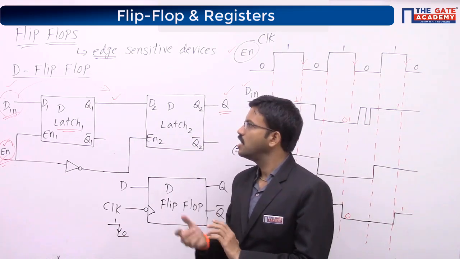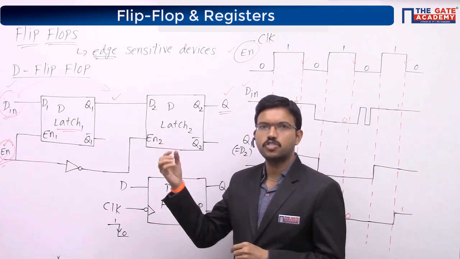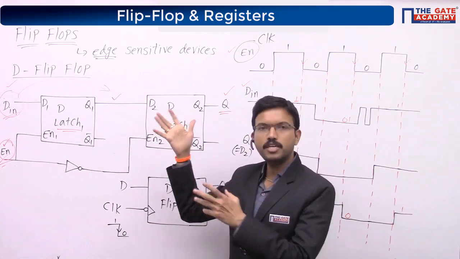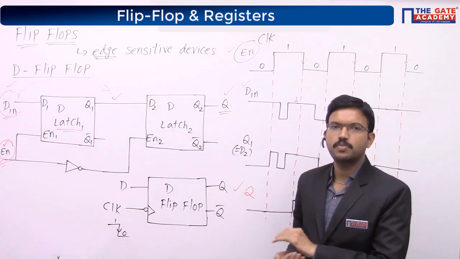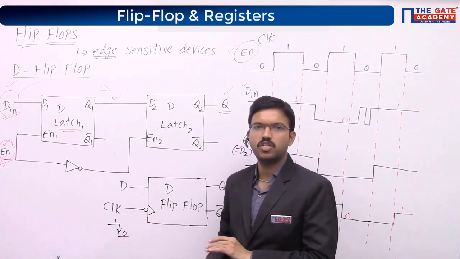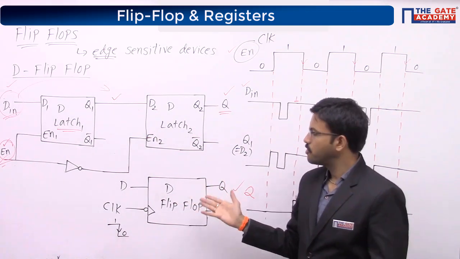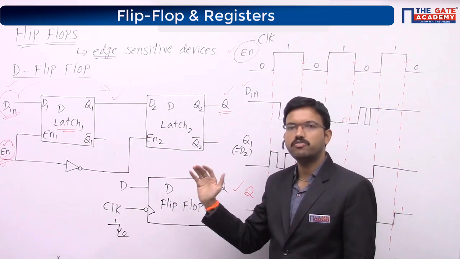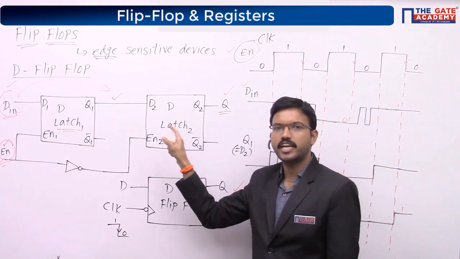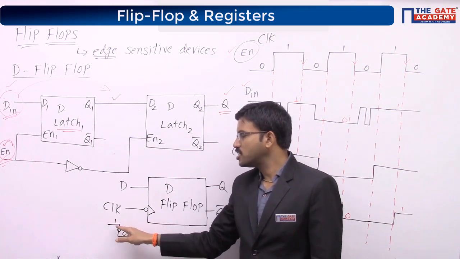Only difference is latches are operating level sensitive. That means only when enable equals 1 or enable equals 0, based upon your inputs, your output is responding. Other times, whatever earlier state you are having, the same state you are getting. Whereas flip-flops respond only at the transitions, either from 0 to 1 or from 1 to 0. Here, the circuit diagram I have considered is negative edge. That means transitioning from 1 to 0.